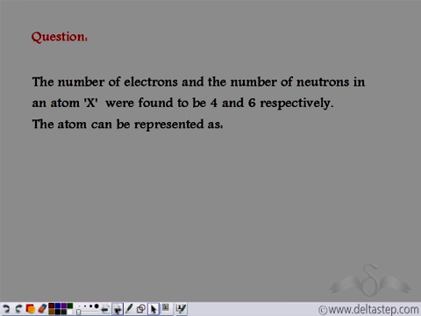The number of electrons and the number of neutrons in an atom X were found to be 4 and 6 respectively. The atom can be represented as, so we are given that the number of electrons is equal to 4 and the number of neutrons in this atom is equal to 6. We know that an atom is electrically neutral. So the number of electrons is equal to the number of protons. This means that the number of protons in the atom is also equal to 4.